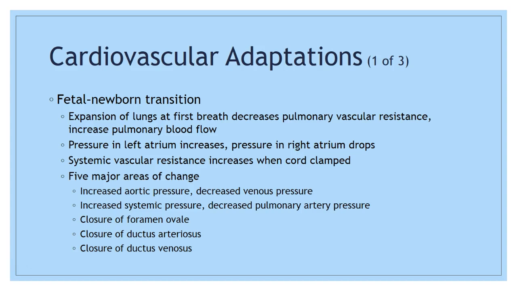So from a fetal newborn transition standpoint in regards to the cardiovascular system, that first breath that expands the lungs decreases the pulmonary vascular resistance, and that increases pulmonary blood flow. So instead of the blood being shunted, now that decrease in pulmonary vascular resistance is going to allow the heart to pump blood to the lungs. So the pressure in the left atrium increases and the pressure in the right atrium will drop. So those pressure changes have to do with closure of the shunts.